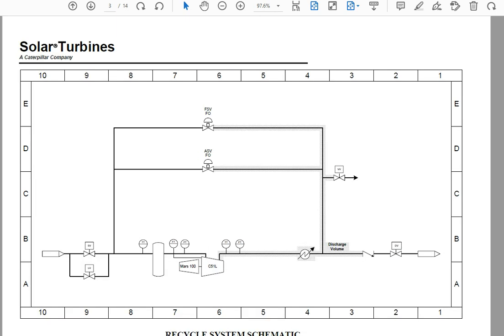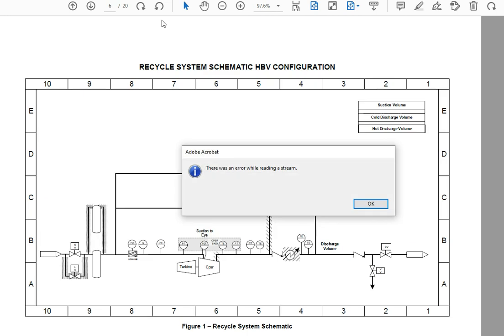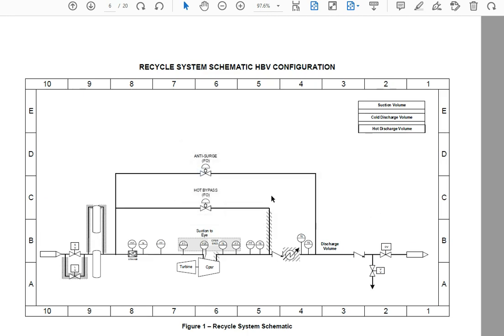So this was a step toward improving things, but the best solution, I think, is to implement a hot bypass valve. So again, two valves. You've got your anti-surge from downstream of the gas cooler. We also have a hot bypass valve before the cooler. That's why it's called a hot bypass. And it isolates from the cooler volume with a discharge check valve.